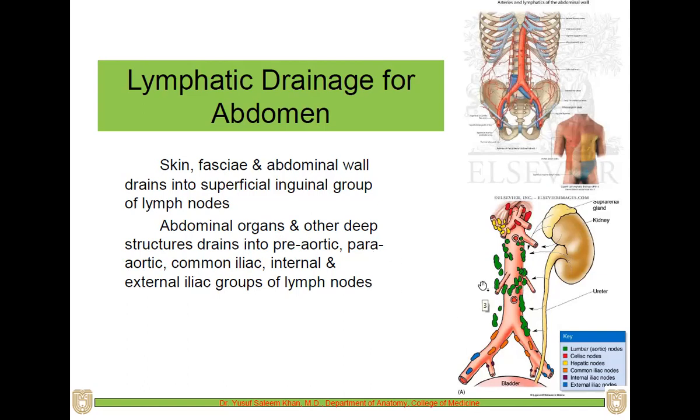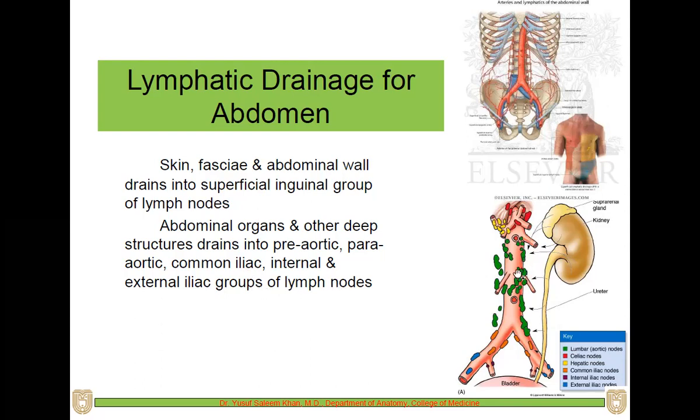or if you go down here, the abdominal aorta divides into the common iliac. So there will be a group of lymph nodes. These are called the common iliac group of lymph nodes. These common iliac arteries will divide into the external and internal. Similarly, the groups of lymph nodes around the external and internal iliac arteries will be called the internal and external iliac group of lymph nodes.